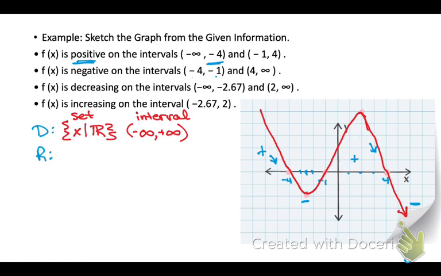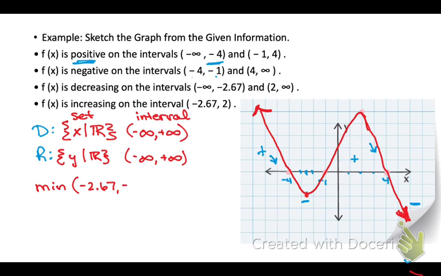Okay, range. Well, if it goes to infinity there and to infinity there, so it's also what? All real numbers. Okay, where's the minimum? No, the minimum would be down. The negative 2.67, and we made it at what, negative 2? It didn't tell us, but we just made it there, right?